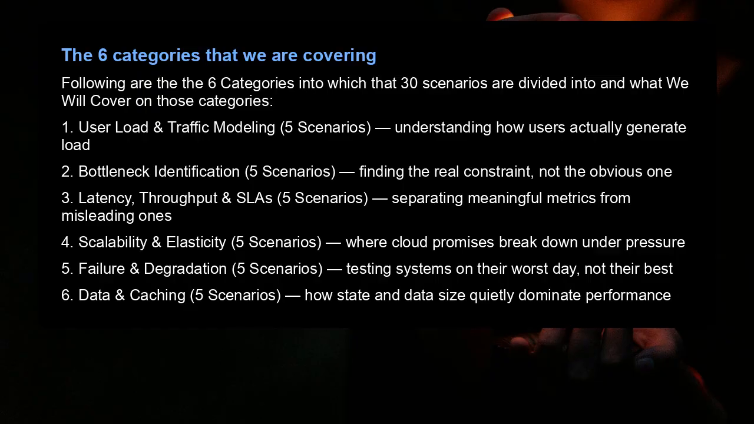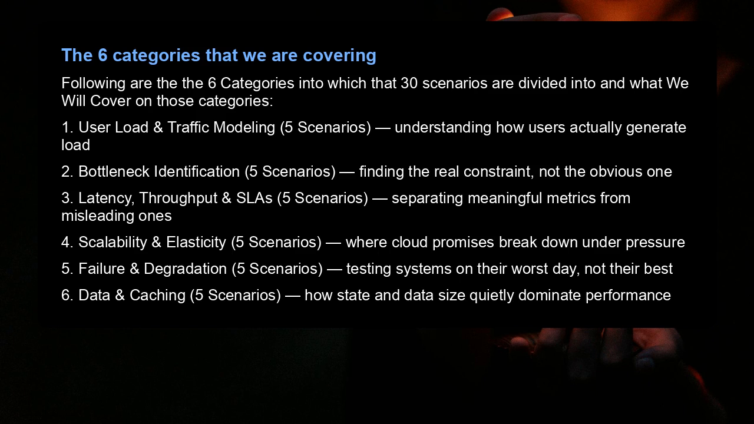The 6 categories that we are covering. Following are the 6 categories into which the 30 scenarios are divided, and what we will cover in those categories. 1. User load and traffic modeling, 5 scenarios. Understanding how users actually generate load. 2. Bottleneck identification, 5 scenarios. Finding the real constraint, not the obvious one.